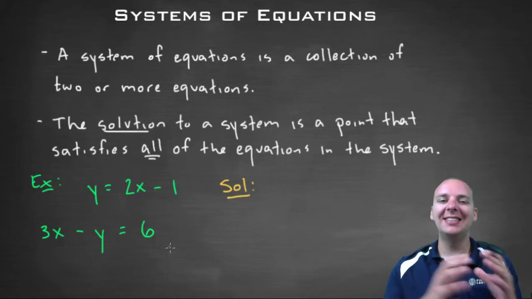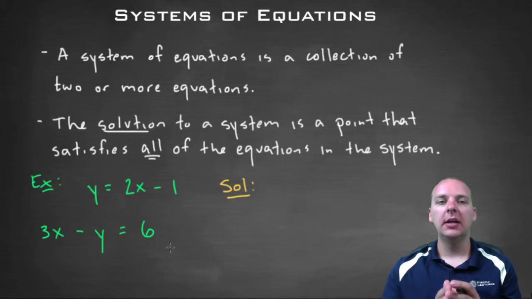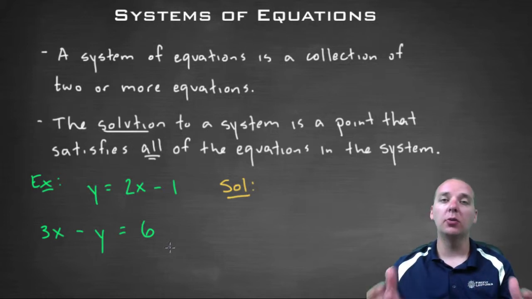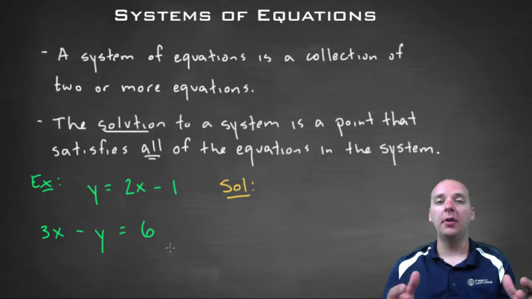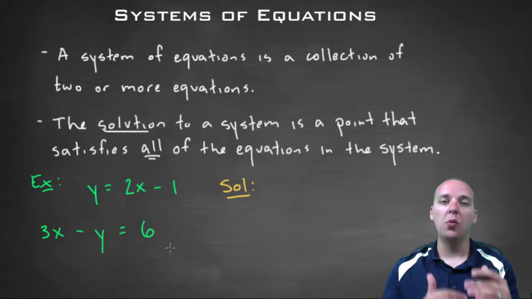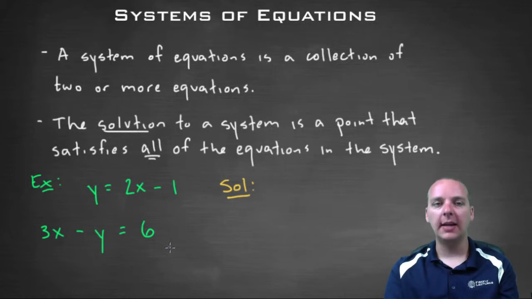So basically, a system of equations is when you have more than one equation going on at the same time. It's got to be at least two, but it might be two equations, it might be three equations. You might have only two variables, or three or four variables, but the key is that you have more than one equation at a time.